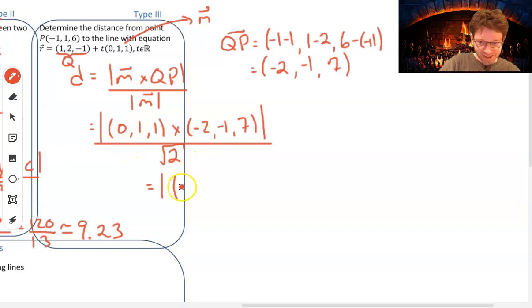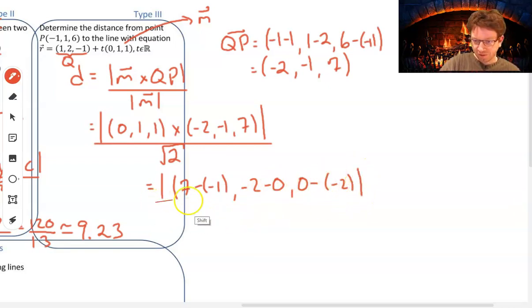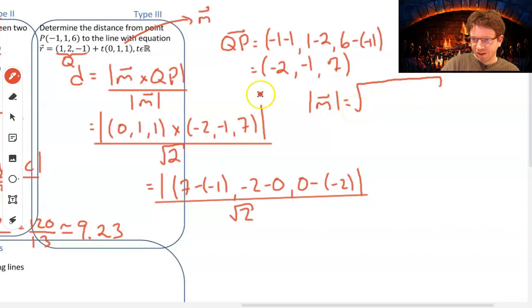Okay, we're going to have 7 subtract -1, -2 minus 0, and 0 minus -2, all divided by the magnitude of M. I'll do that over here. It's just using our magnitude equation, right? We take the square root of 0 squared plus 1 squared plus 1 squared, which is just 0 plus 1 plus 1, or √2.